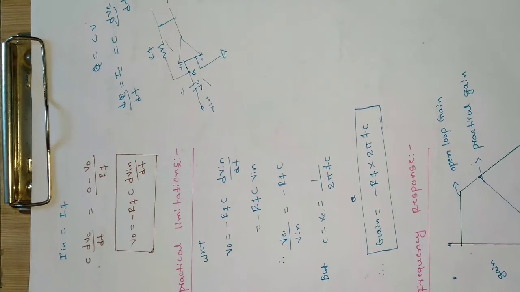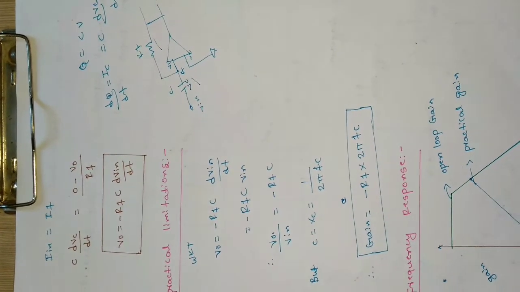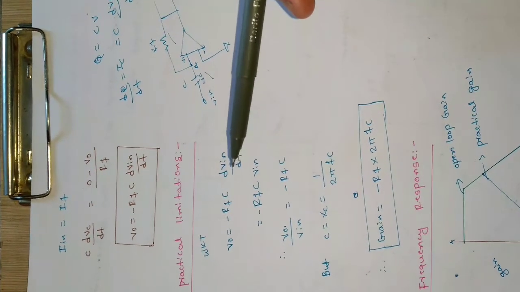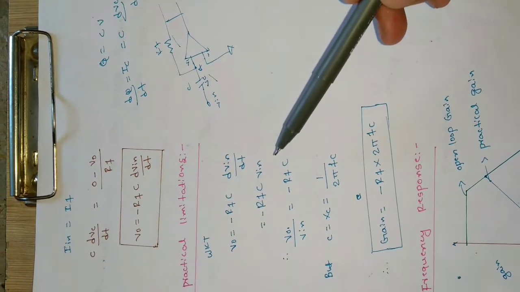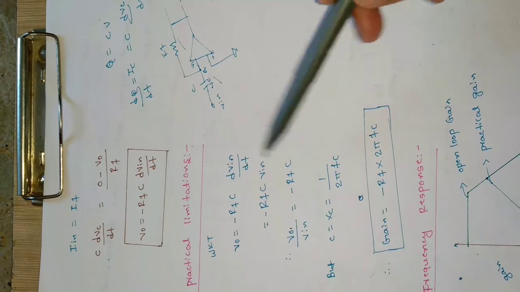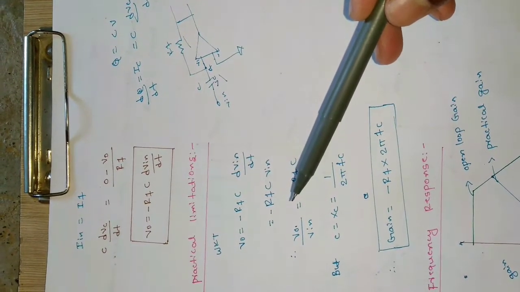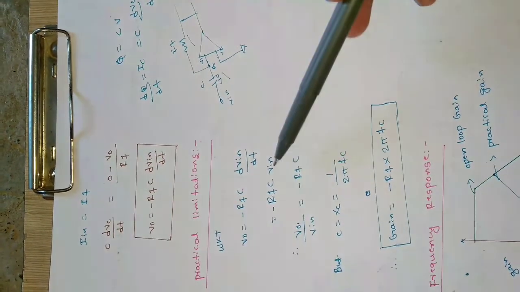Now let us try to find out some practical limitations here. First we will find the gain, so that we will know on what factors the output depends. We know this equation, V0 is equal to minus R_F into C dV_in by dt. It can be written as minus R_F into C V_in. Now rearrange for gain. Gain will be equal to the output by input, where output is V0 and input is V_in.